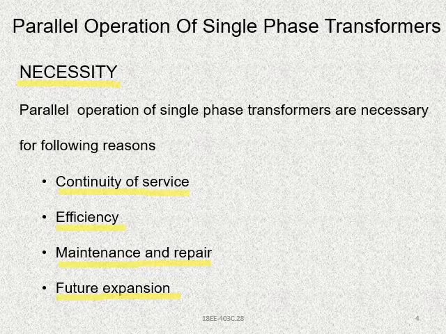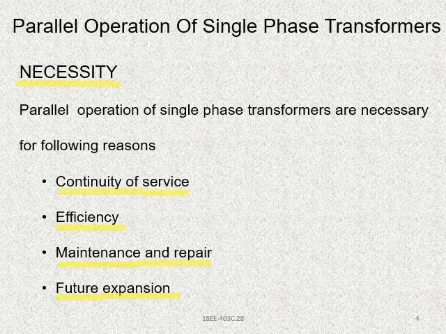Continuity of service is like, if two transformers are connected in parallel and any one of the transformers fails to operate, then the other transformer continues to supply. So there won't be any interruption in the service. That is the continuity of service. And when only a single transformer is bearing the load, it may cause huge heat, huge temperature, and the losses may increase. When there are two transformers sharing the load, the burden on the transformers reduces. That means the losses also reduce, and the efficiency increases.